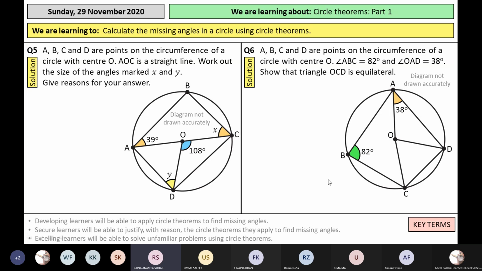Sir, done 5. Name yourself. Raina. Ryan, I'm also noting down the names, right? So who is responding and who is not responding in the class. So right now, according to you, what is the answer of X?